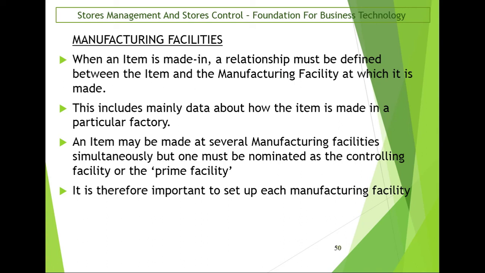And if an item can be made at several manufacturing facilities simultaneously, we then need to nominate one of those facilities as the prime or the primary facility, meaning that when we are assigning a manufacturing facility, that primary facility always gets the priority. Unless it is occupied, then we can allocate to the other facilities.